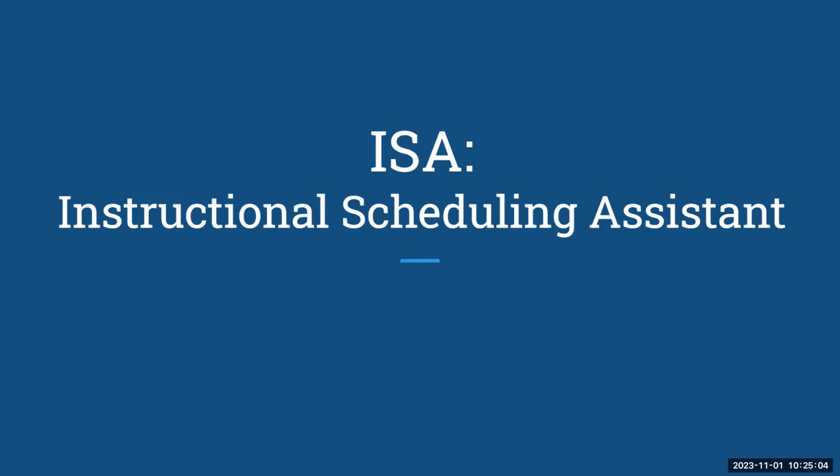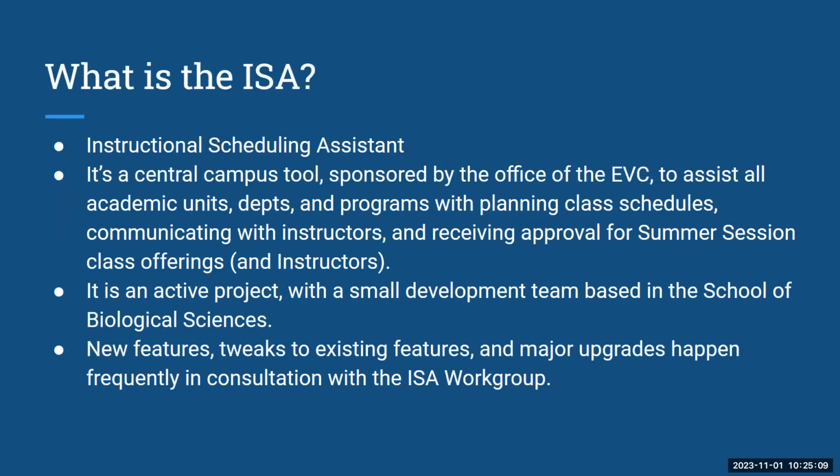You're welcome. All right, let's hop back in and talk about the ISA. So what is it, for those of you who aren't aware? It is the central campus tool for building your preliminary schedules, making sure those schedules are valid, that they will work in ISIS, and then sending them to the registrar in order to get them into ISIS and on the schedule of classes. And for summer session, it's also relevant for making sure you get both course and instructor approval. We are continuing to work on it.